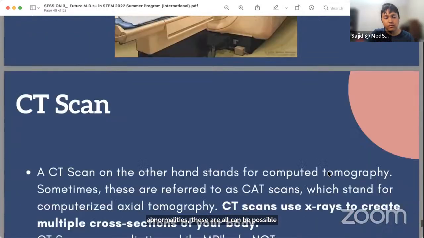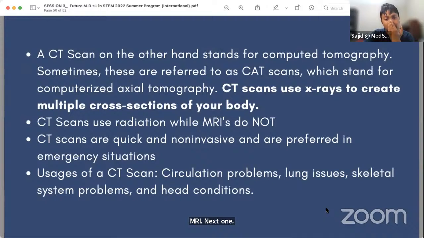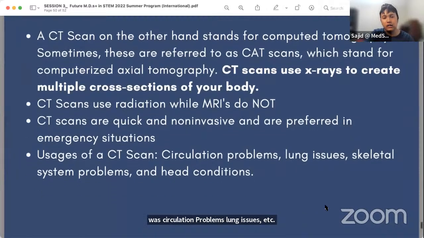Okay, next slide. CT scan. CT stands for computed tomography, and it can also be referred to as a CAT scan. CT scans use X-rays to create multiple cross sections of your body. If you want to compare and contrast, CT scans use radiation while MRIs do not. CT scans are quick and non-invasive and are preferred in emergency situations. Some usages of a CT scan include circulation problems, lung issues, and so on. Next slide.